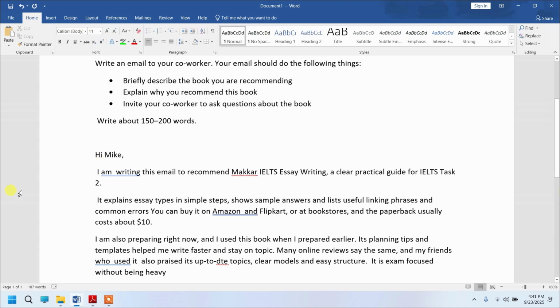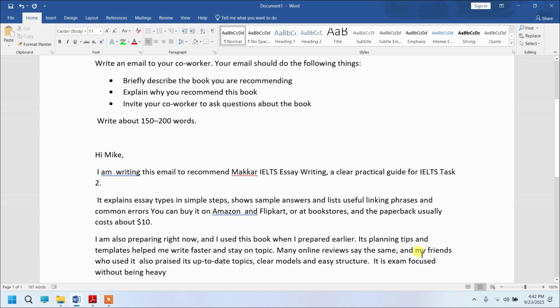That's all. So why am I recommending this book? I have the points with me. First of all, I have used it. That is the first reason. I have personal experience. Then reviews are there, and my friends also have said the same. And you can say my friends and, let's say, cousins.